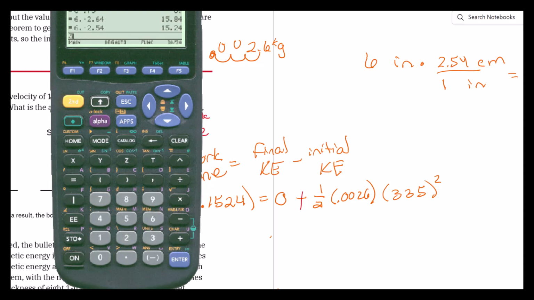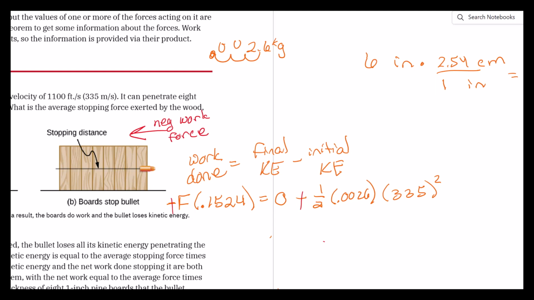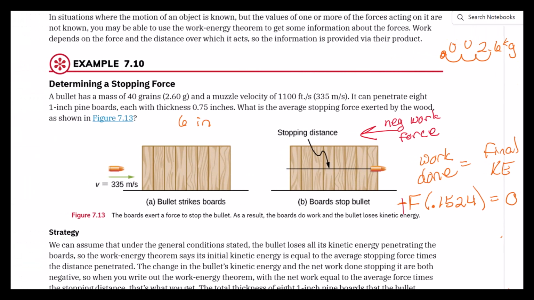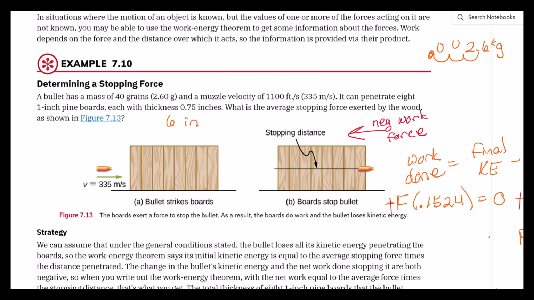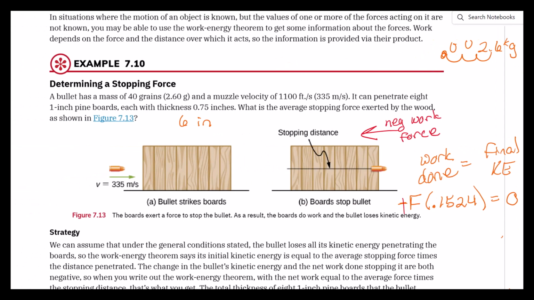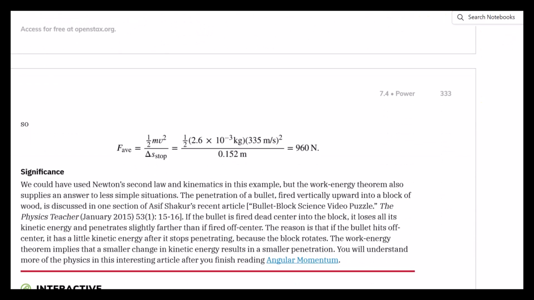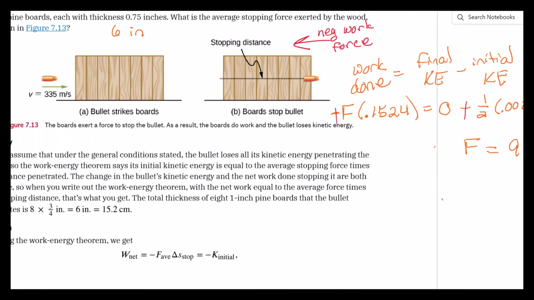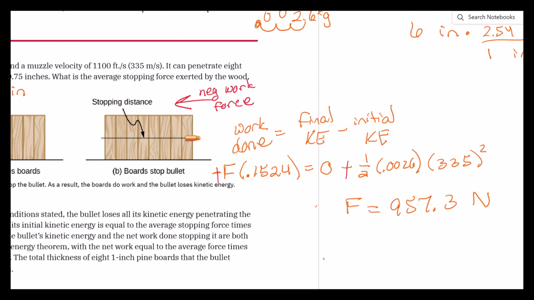So I have 335 squared times 0.0026 divided by 2, and then that divided by 0.1524, so 957.3 newtons. What is that asking? What is the average stopping force? So that's how much in general the force of the wood has to resist to get the bullet to stop. So 960, is that what I got? Yeah, 960. Awesome.